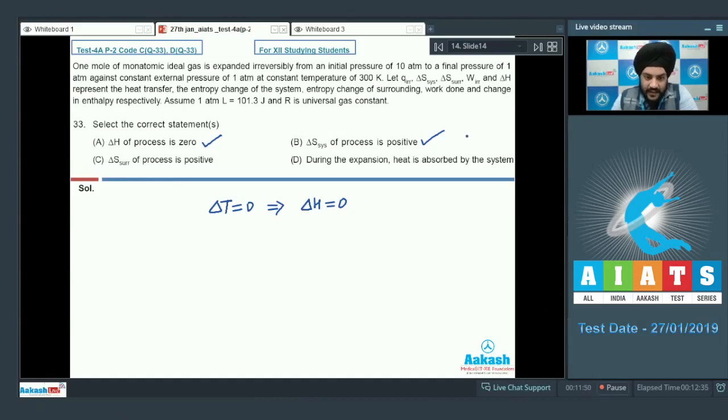This statement is incorrect, students. We had just calculated the delta S surrounding, which had a negative value. So this is incorrect. Let us look at D option now. During the expansion, heat is absorbed by the system. We can apply the first law of thermodynamics, which says that Q is equal to delta U minus W. So the delta U term shall be equal to 0. And since work is done by the system, that work will be done by the system when it absorbs heat from the surrounding. So this statement is also correct. So students, for question number 33, we have to select option A, option B, and option D as the correct options. Let us look at the next paragraph.